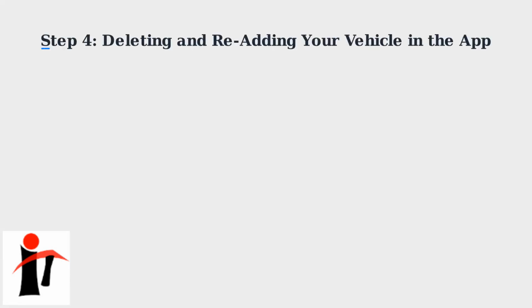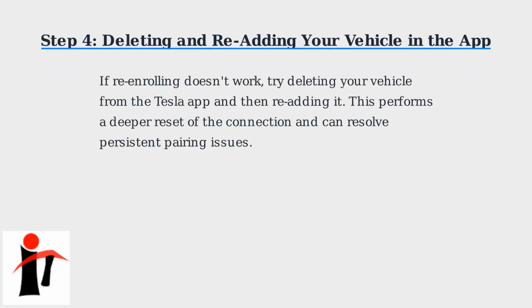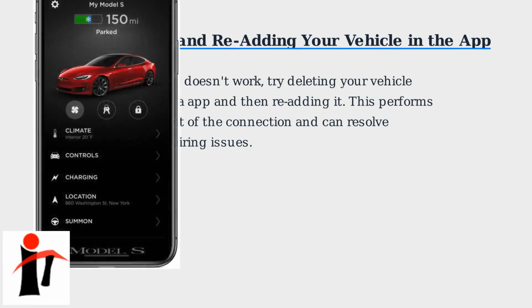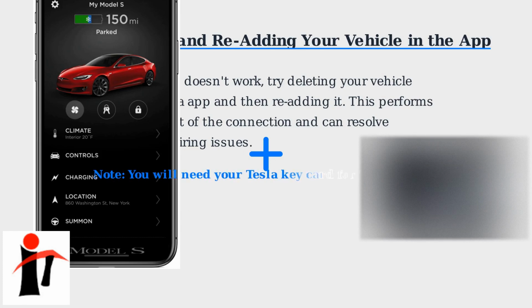If re-enrolling your phone key doesn't resolve the issue, the next step is to perform a deeper reset by deleting your vehicle from the Tesla app and then re-adding it. This can fix persistent pairing problems. Start by opening your Tesla app and finding the option to delete or remove your vehicle from the account. After deleting the vehicle, you'll need to re-add it using your Tesla keycard for authentication. This complete reset often resolves Bluetooth connectivity issues that simpler fixes couldn't address.